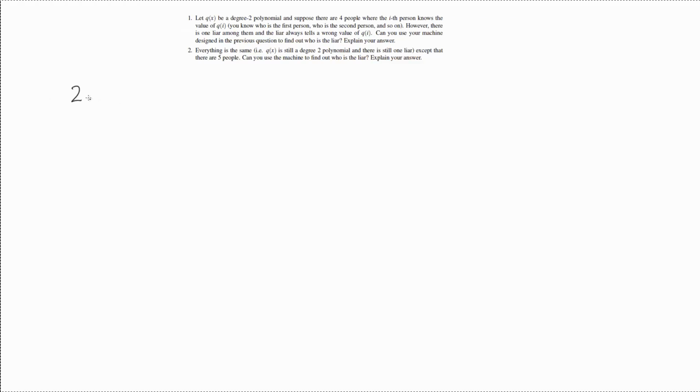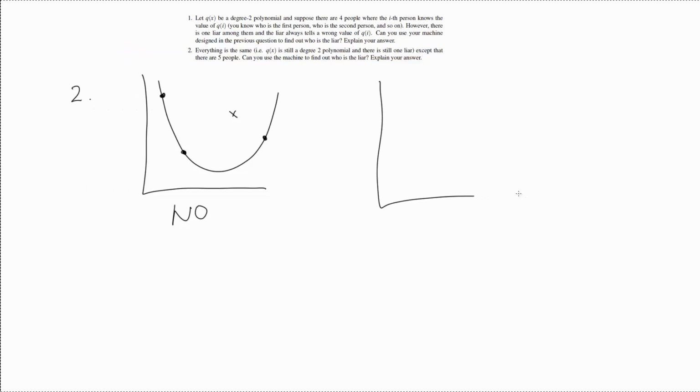In this problem, we're given 5 points, one of which is incorrect. Now we can use our machine to figure out which one is the liar by trying out all possible combinations of 4 points. If the 4 points that we choose contain the incorrect point, then as we saw in the previous part, our machine will always output no. If, however, we pick all 4 of the correct points, then our machine will output yes. This means that the missing point must be the incorrect point.